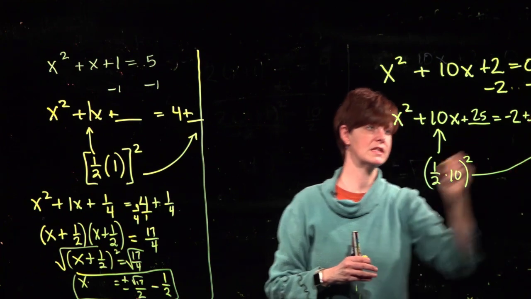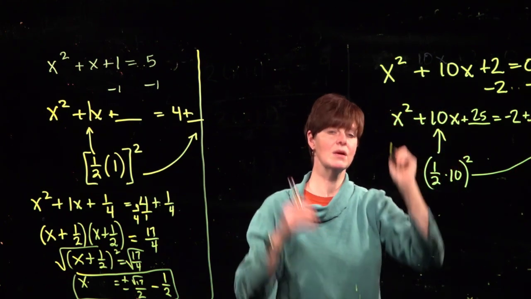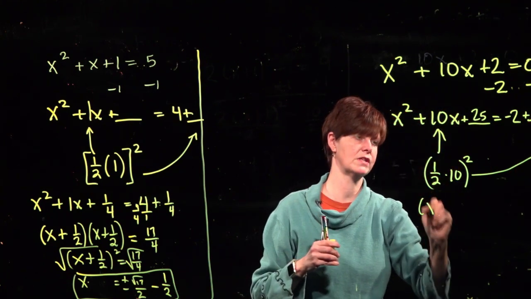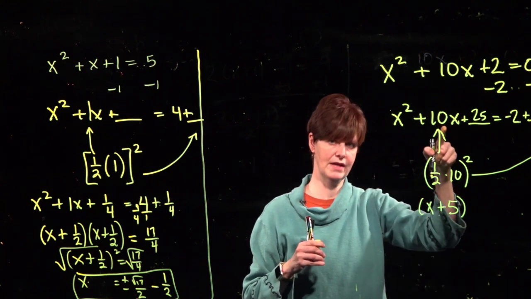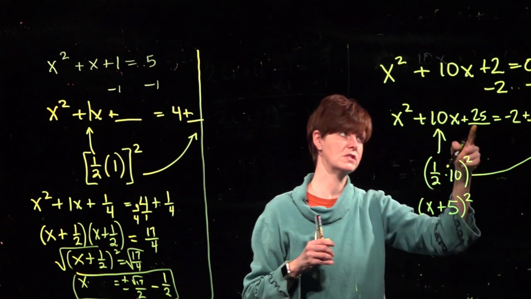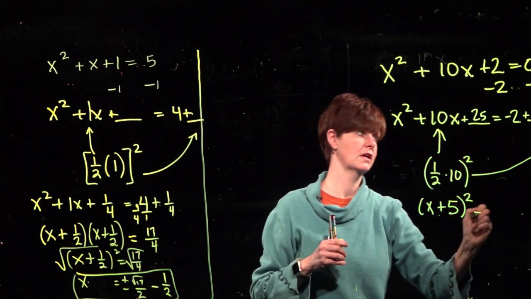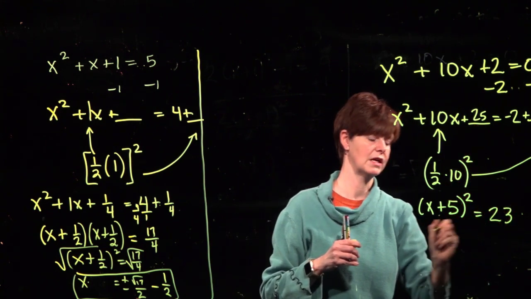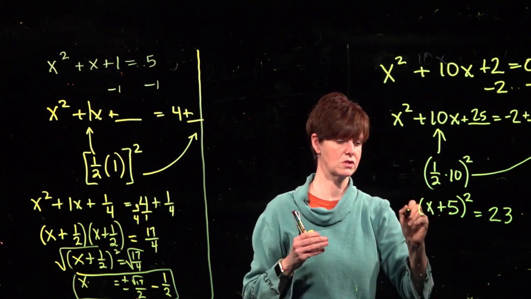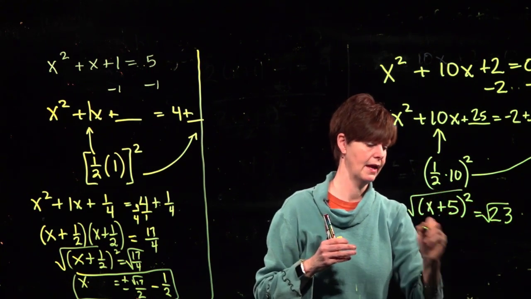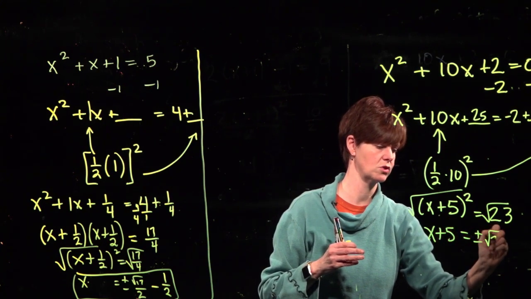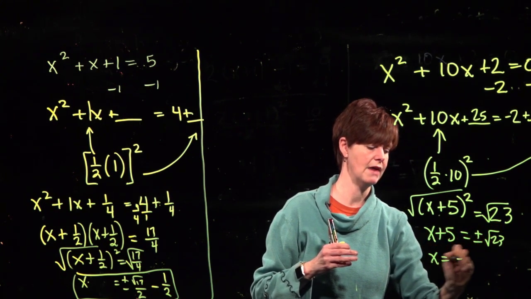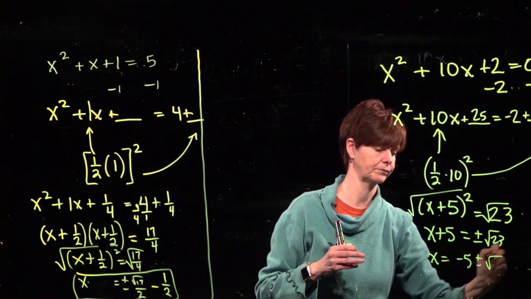Now, when I do this, I know this is going to be perfect. It will always create a perfect square. And what is the perfect square? Well, it's 1/2 of this and then squared. Now you can see 25 is 5 times 5. And on the right-hand side, I've got 23. Oh, this is good. All you got to do is take the square root of both sides. And I have x plus 5 equals plus or minus the square root of 23. Move that 5 over, and you're done.